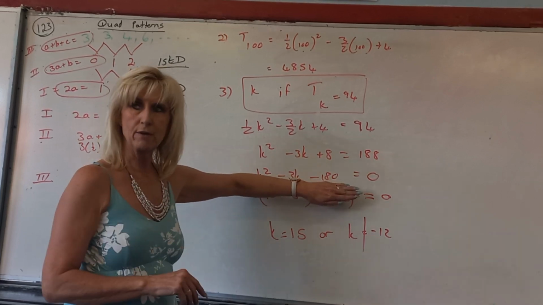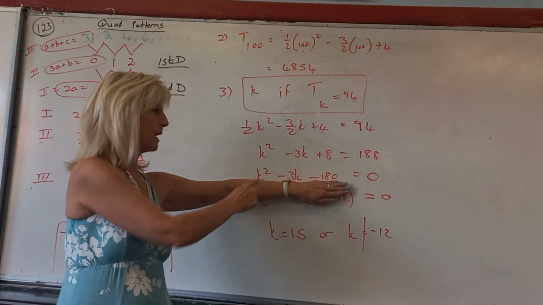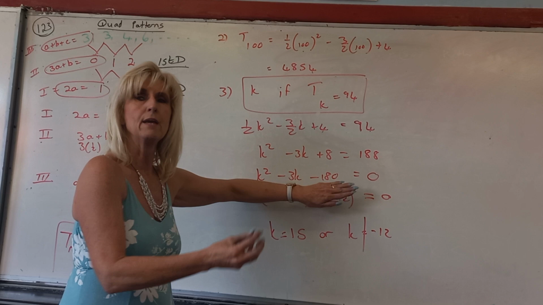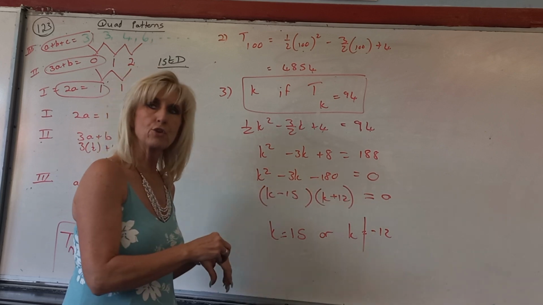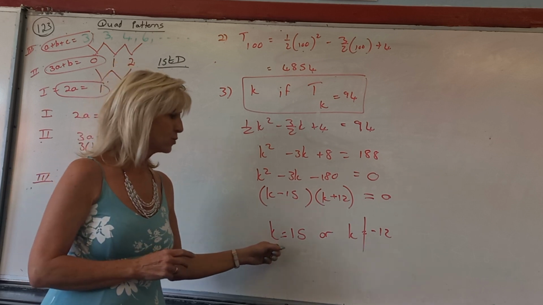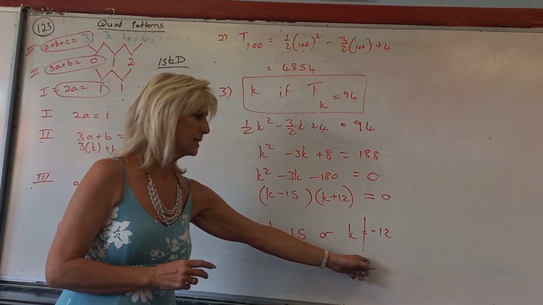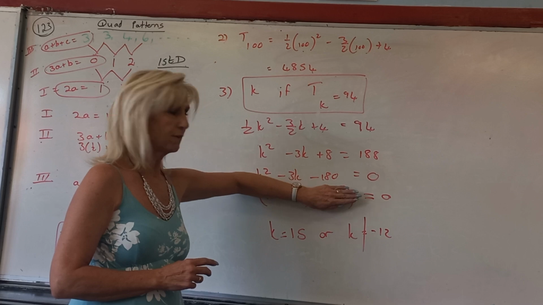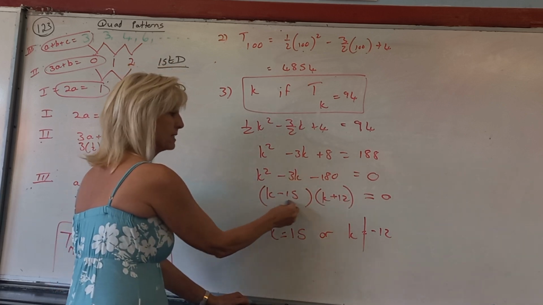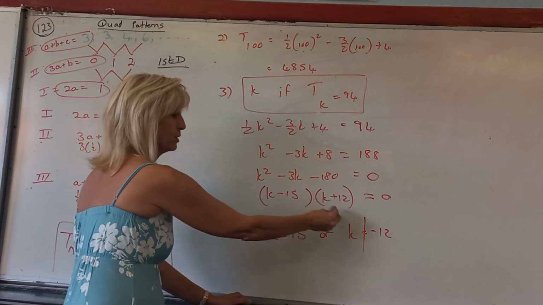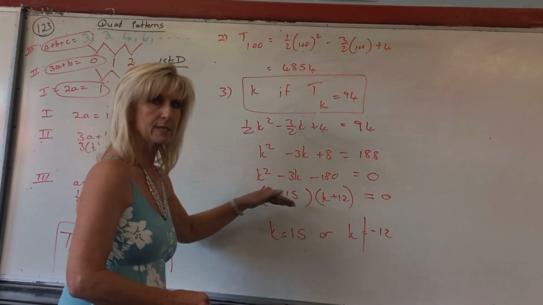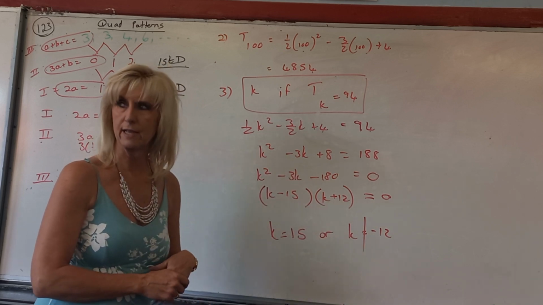Then, I've taught you that in the calculator, when you punch in A's value 1, B's value -3, C's value -180, it'll tell you that X1 is 15 and X2 is -12. It didn't give you the factors like that. You've got to go back and say, so then K minus 15 would have to be the first bracket and K plus 12 the second one, so that when I do my deduction, it gets to the answer that the calculator gave me.